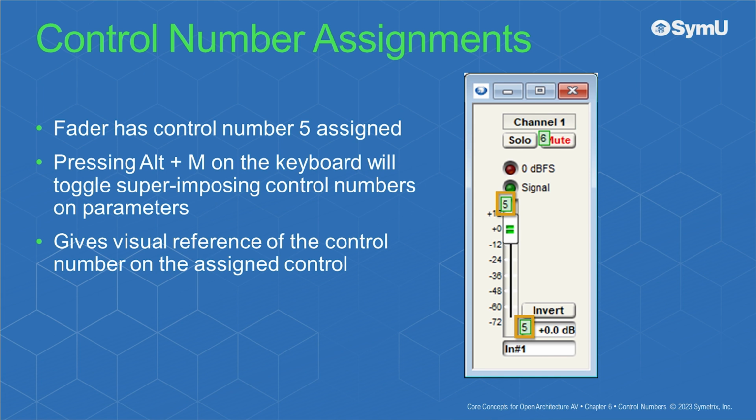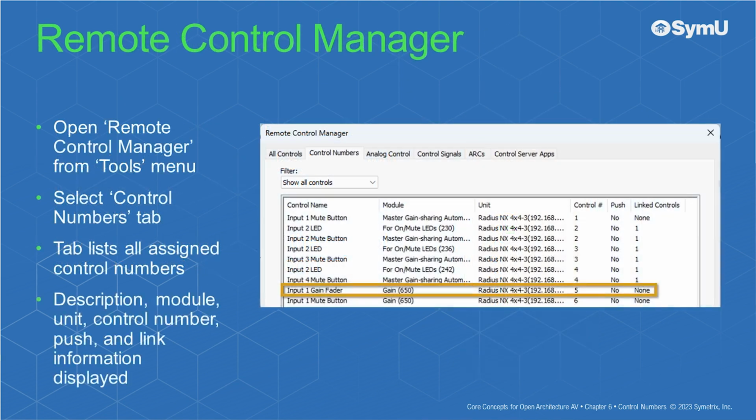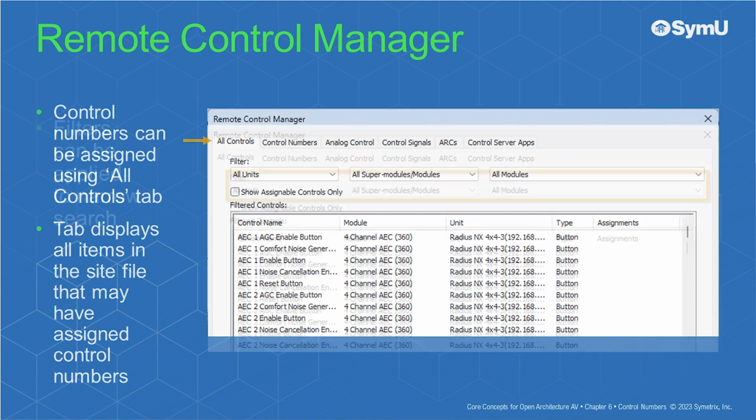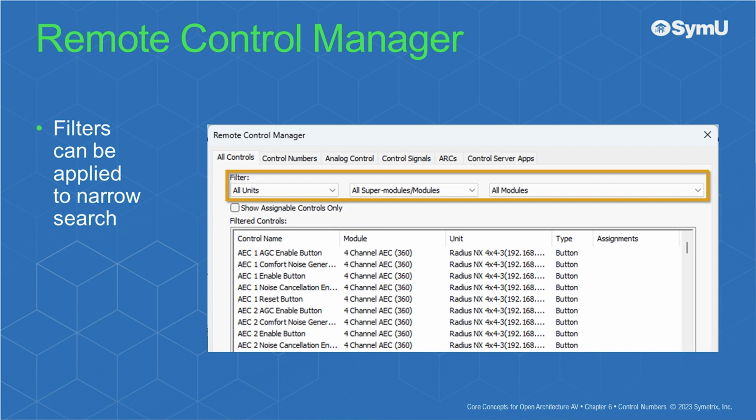Pressing Alt-M on the keyboard will toggle superimposing control numbers on parameters, which gives a visual reference of the control number on the assigned control. Open the Remote Control Manager from the Tools menu and select the Control Numbers tab. This tab lists all assigned control numbers. The description, module, unit, control number, push, and link information is displayed. Control numbers can also be assigned using the All Controls tab of the Remote Control Manager window. This tab displays all items in the site file that may have assigned control numbers. Filters can be applied to narrow the search.